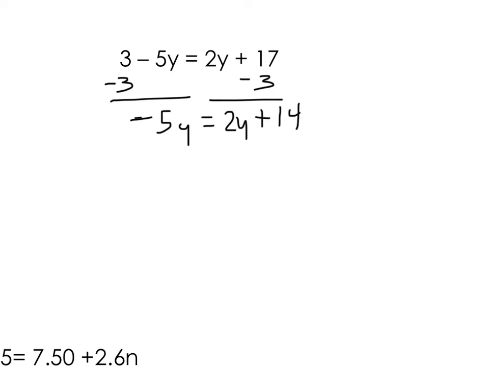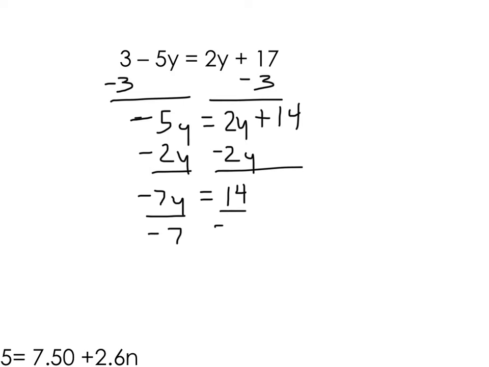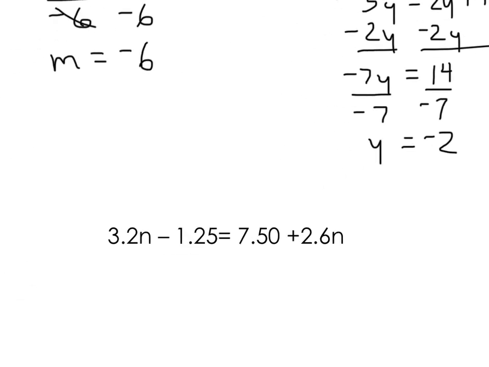We have y's on both sides. We can't have that. We need to get rid of this 2y on the right. Let's subtract 2y. We have to subtract it from both sides, so that gives us minus 7y equals 14. We're trying to isolate y. Let's divide by a negative 7, and we get y equals a negative 2. And once again, you can check that answer by substituting it back into the original equation to prove that it is correct.